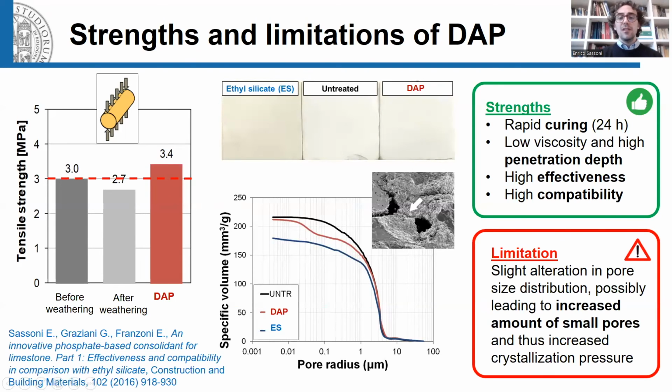So as you can see here, there's a tendency to partly occlude the bigger pores, thus forming smaller pores. This in principle could be an issue because we know that in case of salt crystallization and ice formation, the smaller the crystal, the higher the crystallization pressure, but still it's also true that smaller pores are harder to be filled by water and saline solutions.